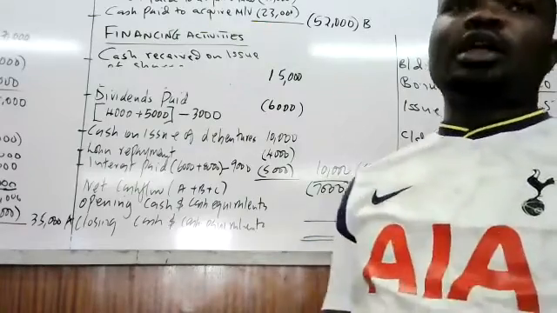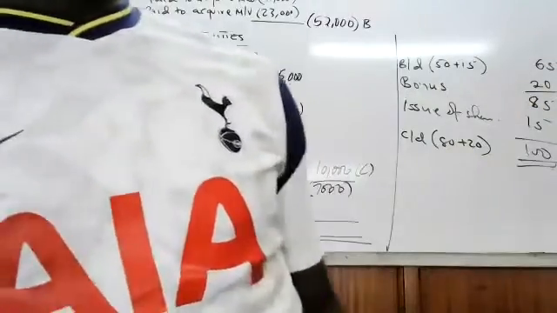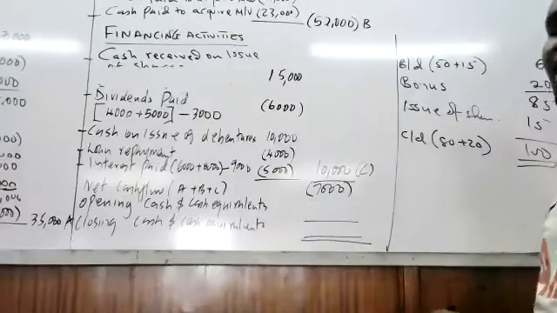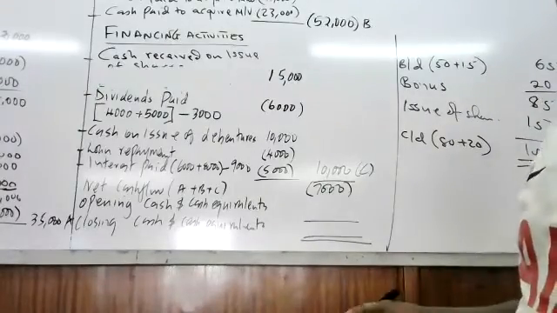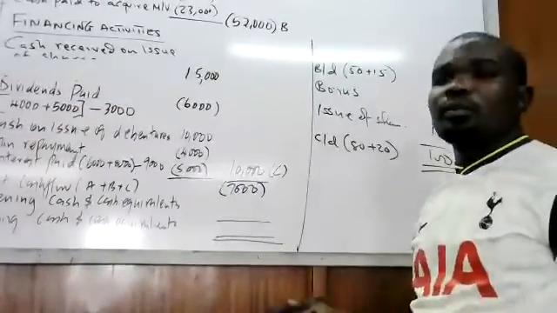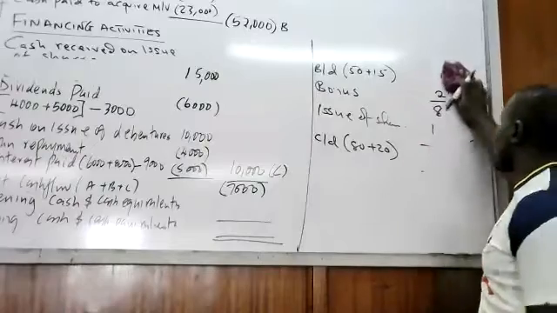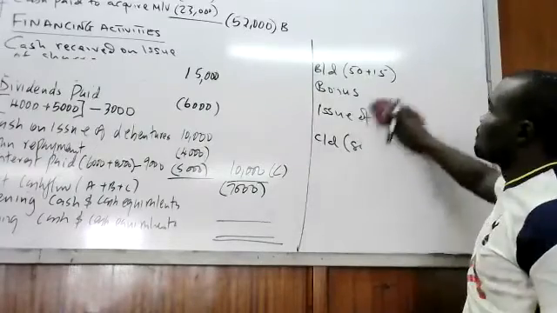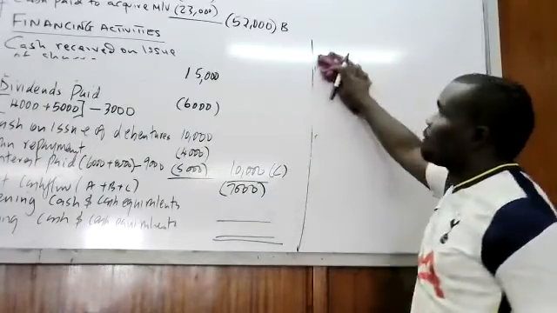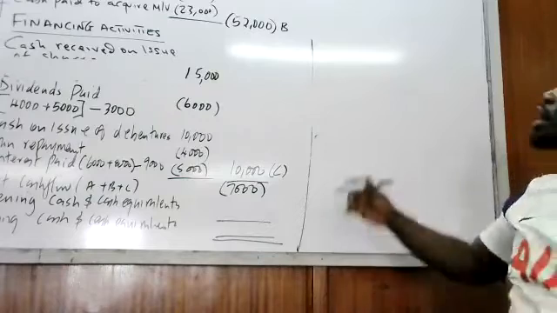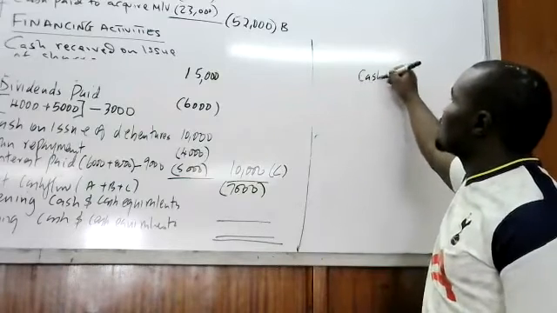So I have a small working outside there. You say cash and cash equivalents. That's the last thing we are doing. Then we go to the next question. So right there, cash and cash equivalents.